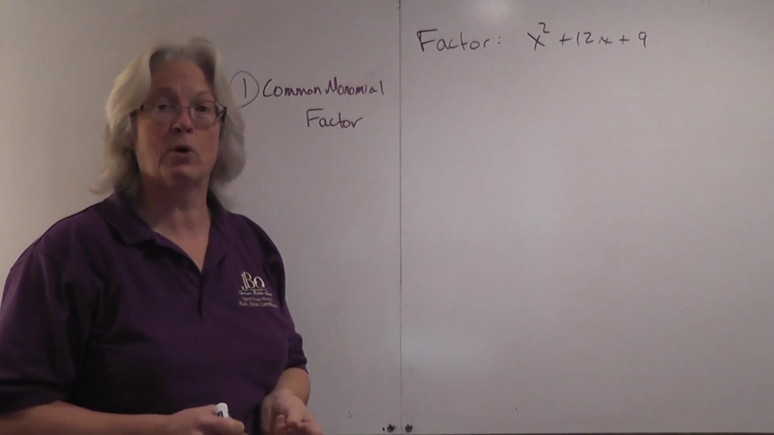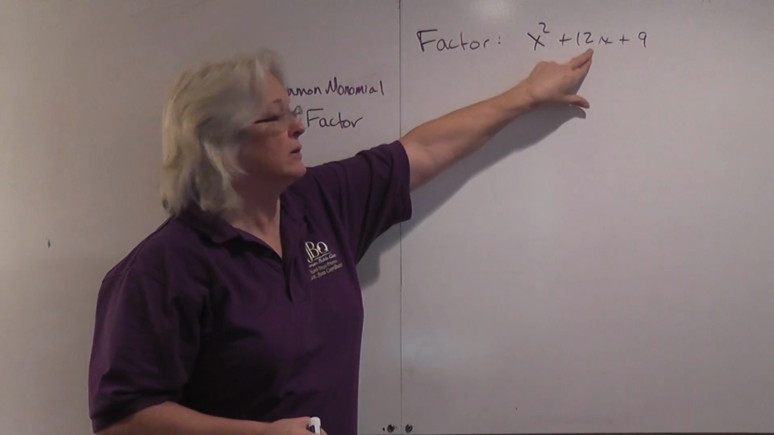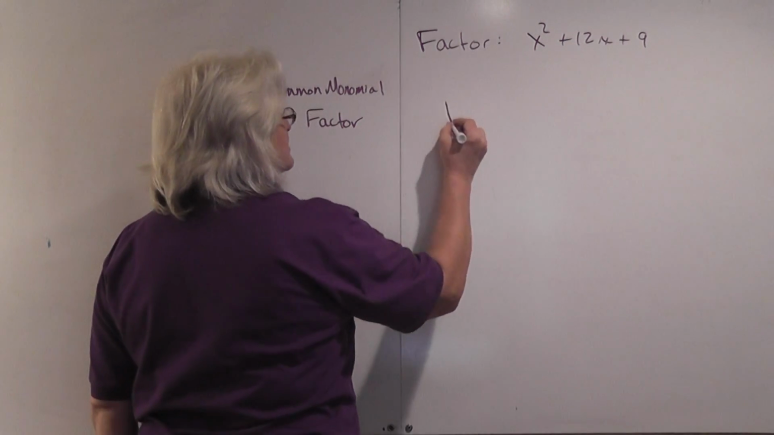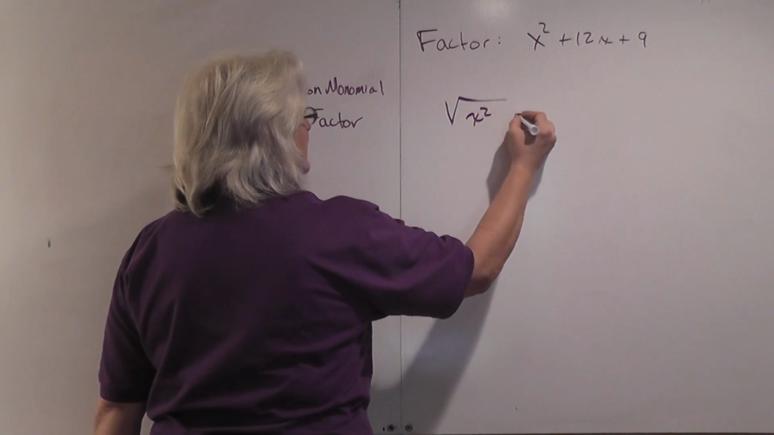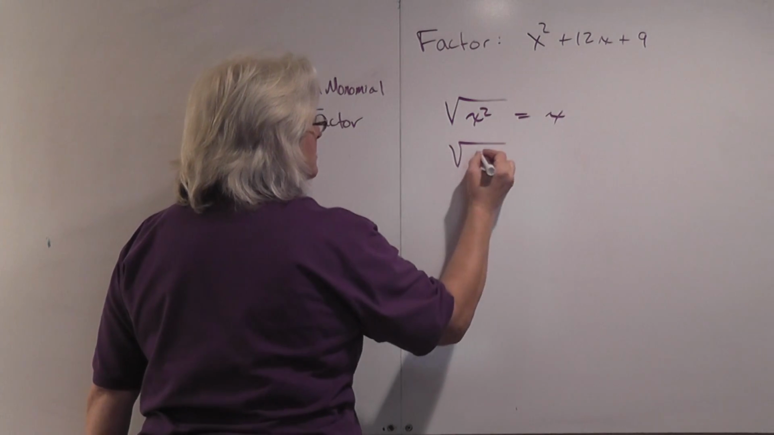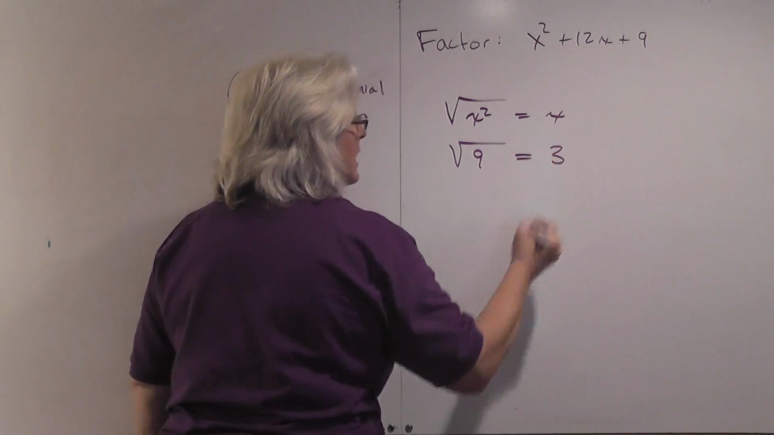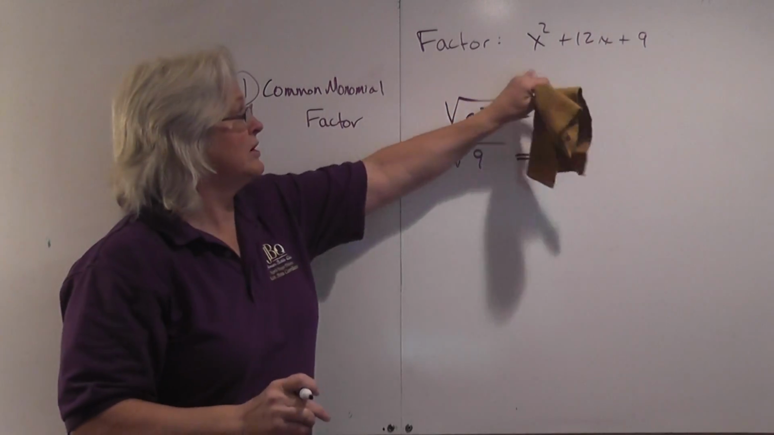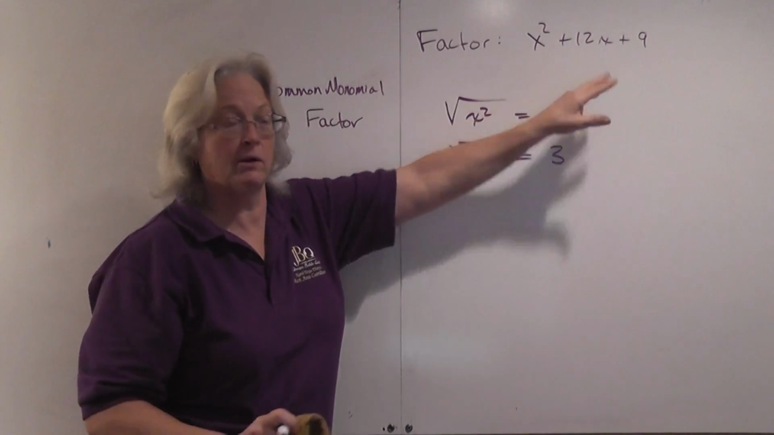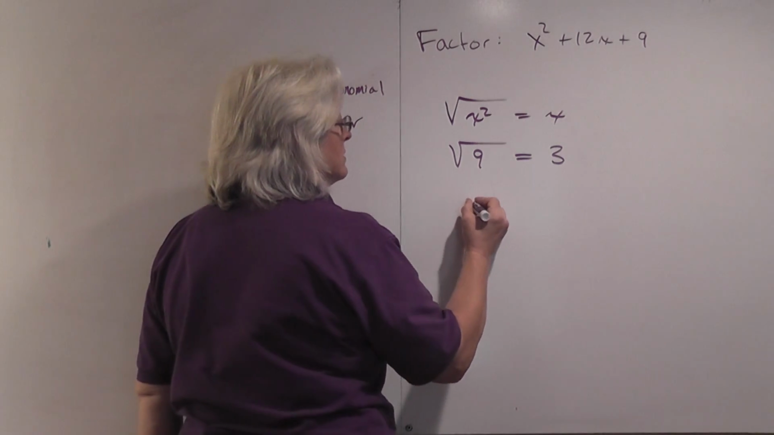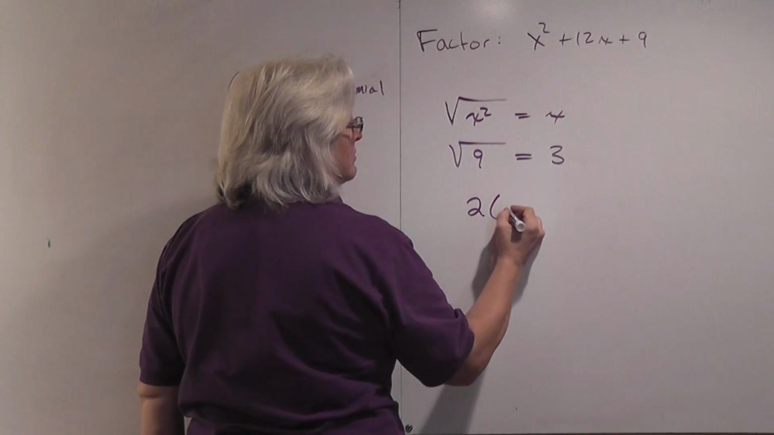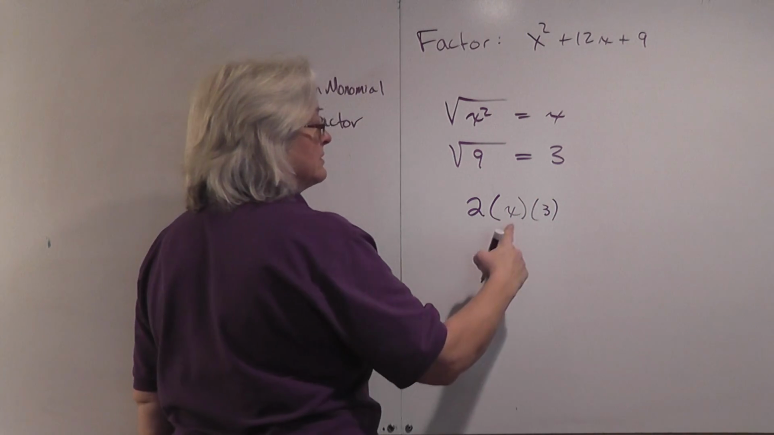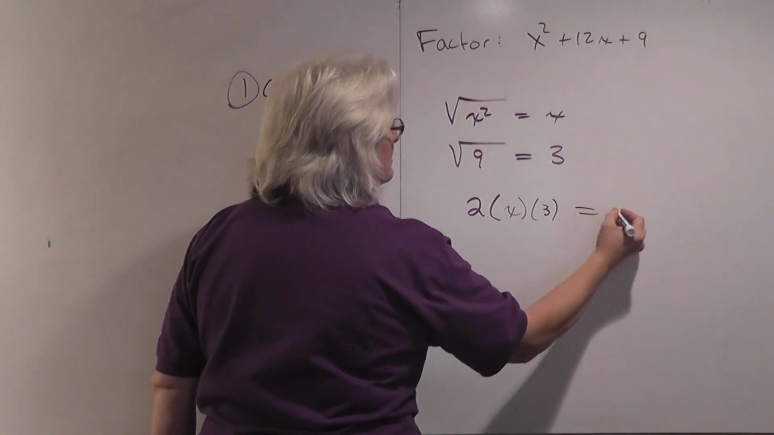In order for this to be a perfect square trinomial, there's a special thing that we have to figure out about this middle term. What's the square root of the first term? The square root of x squared is x. The square root of the third term, the square root of 9, is 3. In order for this to be a perfect square trinomial, this middle term has to be twice the product of the square roots of the first term and the third term. 2 times x times 3.